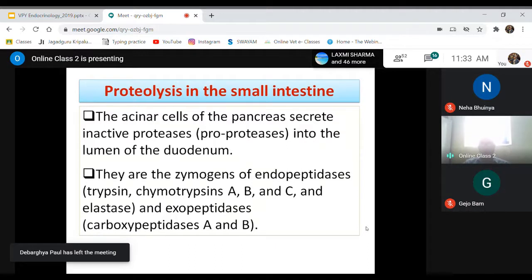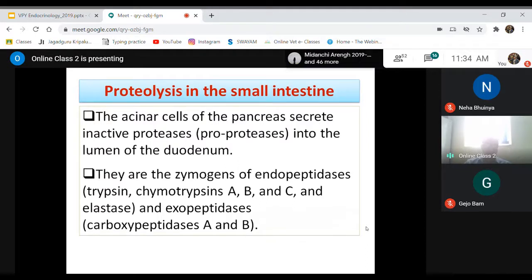Acinar cells of the pancreas secrete all the proteolytic enzymes, and they will be secreted in inactive forms, or we can say they will be secreted as proproteases or zymogens. They will be trypsinogen, chymotrypsinogen, and procarboxypeptidases. There are different types of trypsinogen, chymotrypsinogen, ABC as well as elastase, and carboxypeptidases will be of two types, A and B.